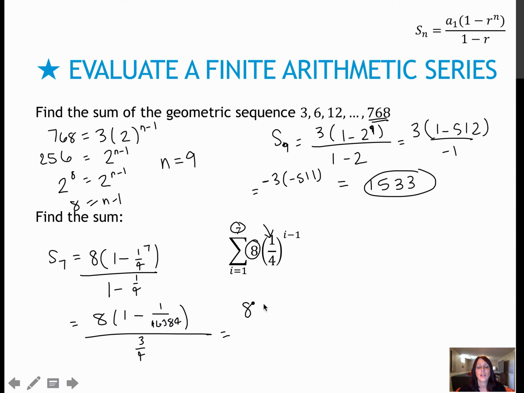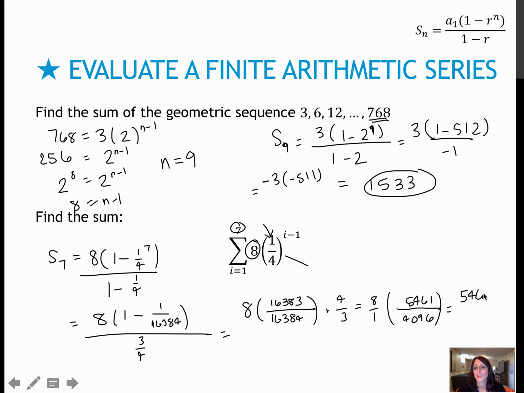So that gives me 8. And then all of this mess, which would be 16,383 over 16,384. And instead of dividing by 3/4, I'm going to multiply by 4/3. Hopefully these will reduce a little bit. So the 4/3 and this giant fraction did end up reducing. I'm still now going to reduce that 8, and so my numerator is 5,461. Dividing both of those by 8 gives me 512 in my denominator, and that is the sum.